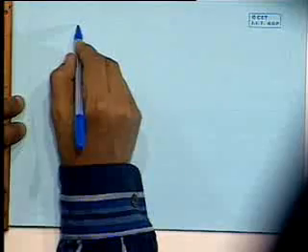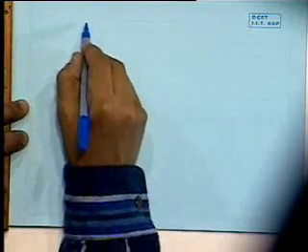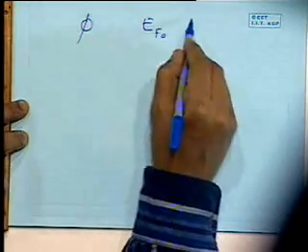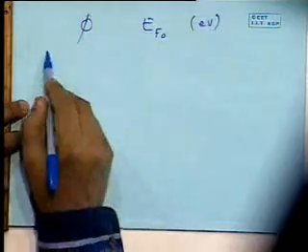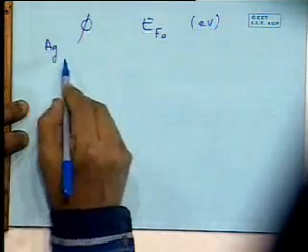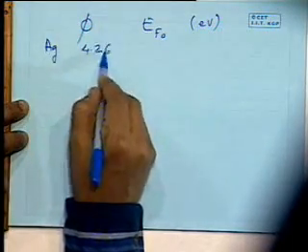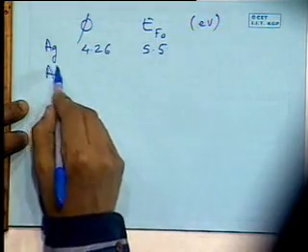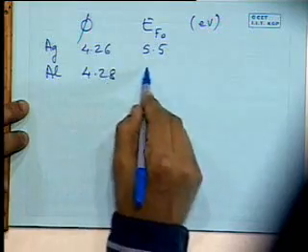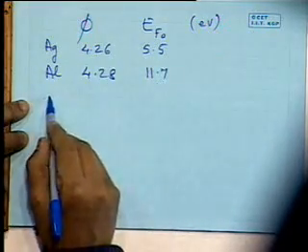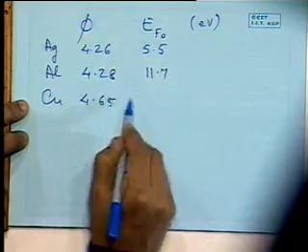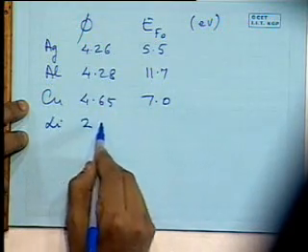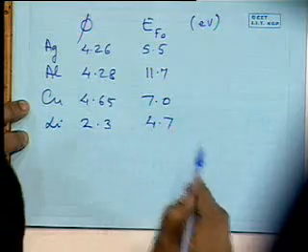Here are a few values just to give you an idea before I go on to something a little different. Phi and Fermi level at 0 Kelvin. Just a quick glance. For silver, the work function is 4.26 eV. Fermi level is 5.5. For aluminum, 4.28. Fermi level 11.7. Copper, 4.657. And for lithium, it's 2.3, 4.7.